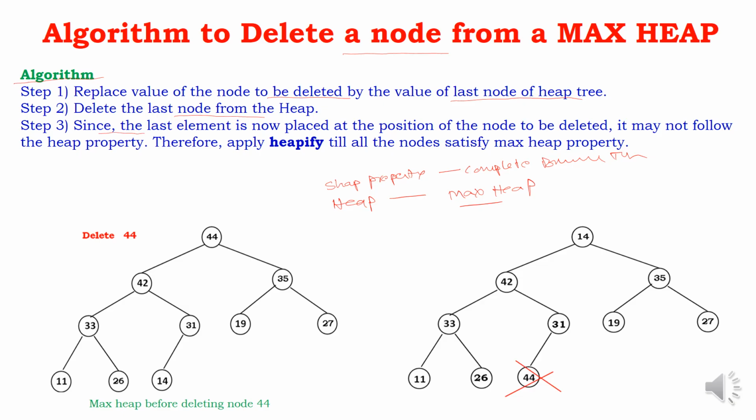As the last element is placed somewhere in between as the node to be deleted, it is not following the heap property, max heap. It will not satisfy max heap property. It may satisfy shape property because it is already a max heap. It satisfies shape property, but it is not satisfying heap property. So compare with its children. If it is smaller than its children, replace the value or interchange the values.